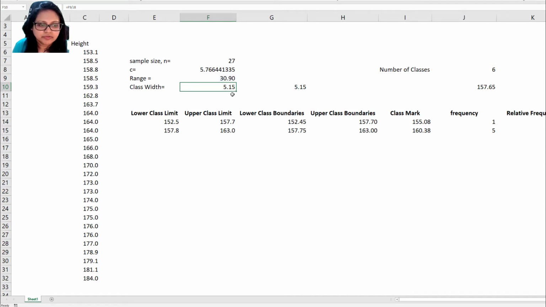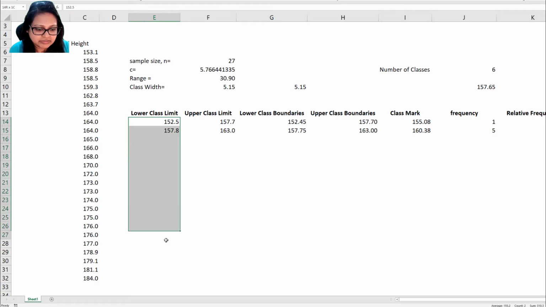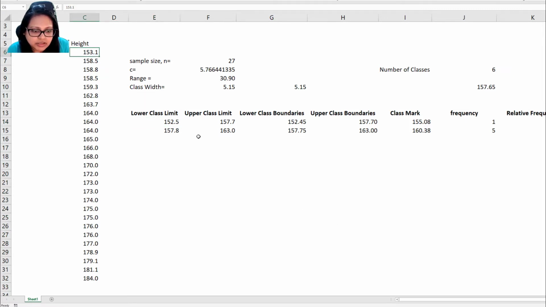If you find really long decimal values, you can think about what the range and class width might be, because sometimes if we use a way too short class width, you will see that it's not covering all the values. For the first lower class limit, we look at the smallest value. If it's 153.1, I go a little bit lower and use the same decimal, so you can see I used 152.5.